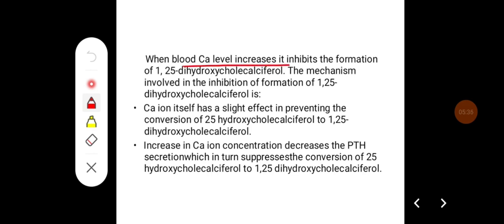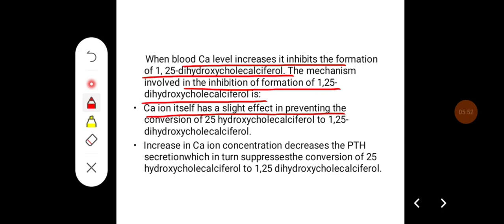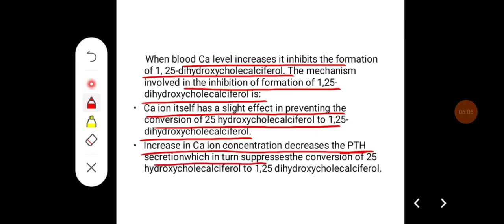When blood calcium increases, it inhibits formation of 1,25 dihydroxycholecalciferol. The mechanism involved is that calcium ion itself has a slight effect in preventing conversion of 25 hydroxycholecalciferol into 1,25 dihydroxycholecalciferol. And increase in calcium ion concentration decreases the parathormone secretion, which in turn suppresses the conversion of 25 hydroxycholecalciferol to 1,25 dihydroxycholecalciferol.